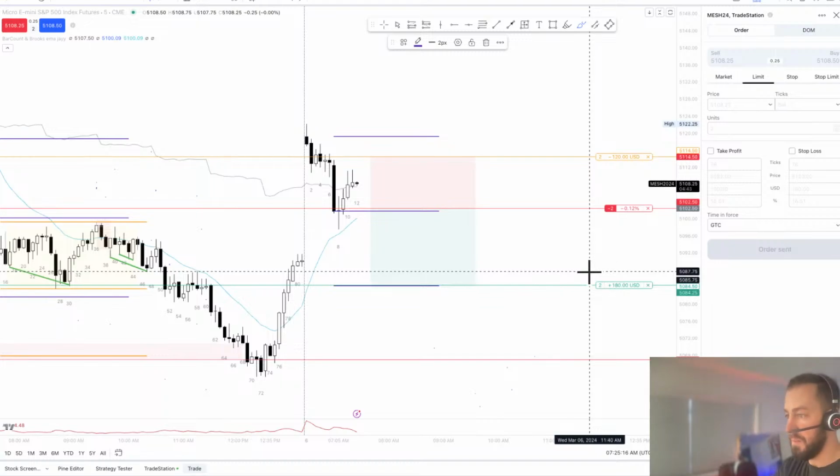So what's going to happen here? Wait and watch. We're right at that 60-minute moving average. Wanting to get trend continuation down for the bears.